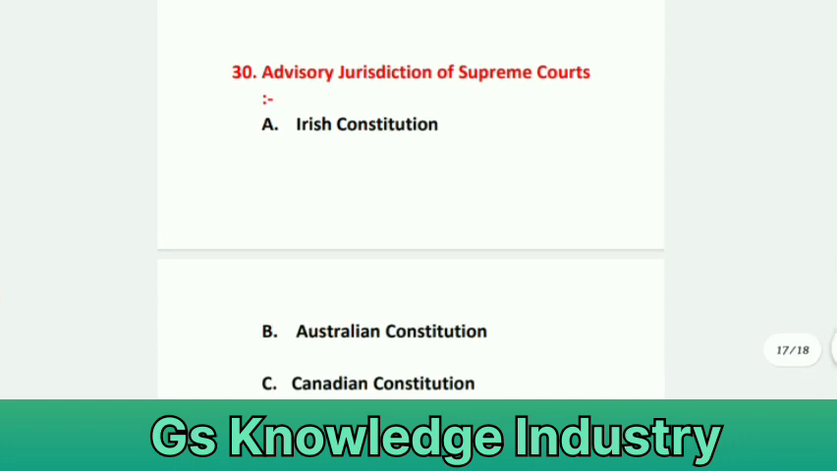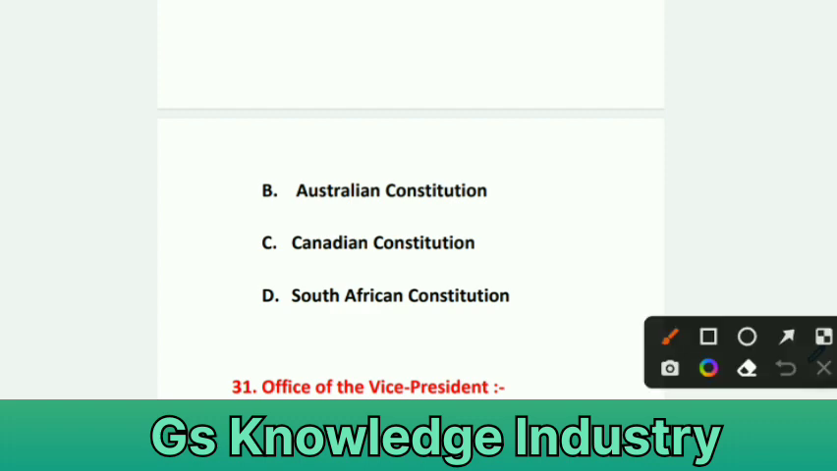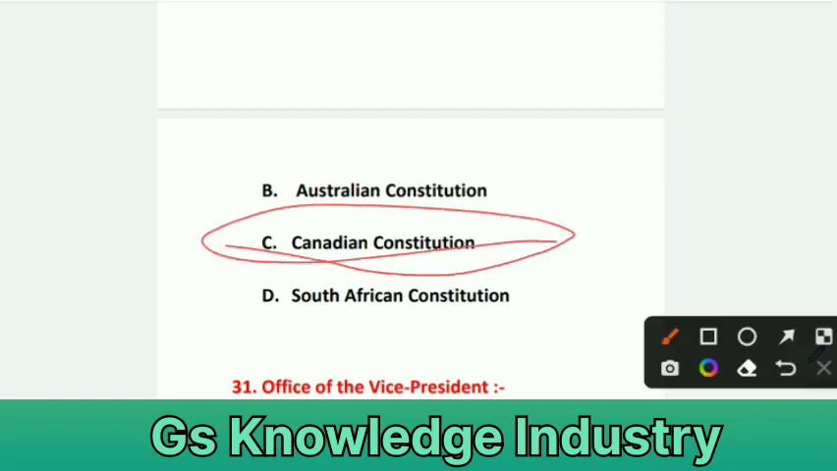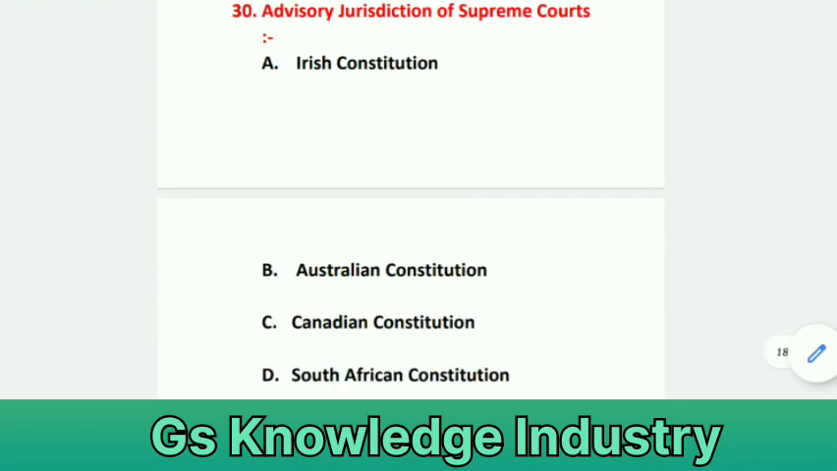30 number question. Advisory jurisdiction of Supreme Court. Advisory jurisdiction of Supreme Court has been came from option A Irish Constitution, option B Australian Constitution, option C Canadian Constitution, option D South African Constitution. Here the right answer is option C. Canadian Constitution, right? Our advisory jurisdiction of Supreme Court, this system has been came from Canadian Constitution.